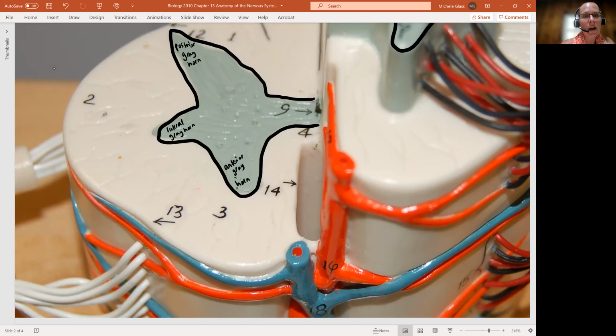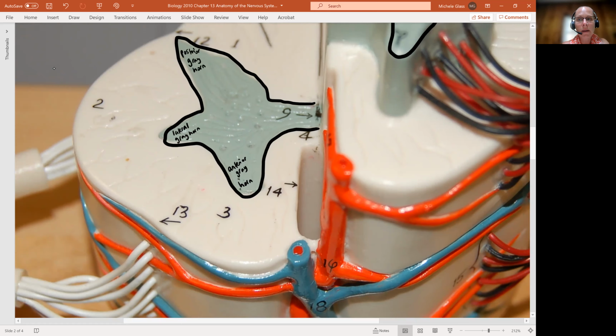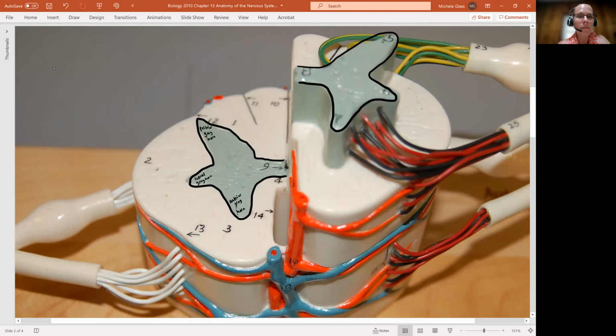Then we're going to have a few other structures that we're going to be labeling as part of our lab work, but I'm going to stop this discussion of anatomy here in the lecture component so we can move on to the physiological piece.